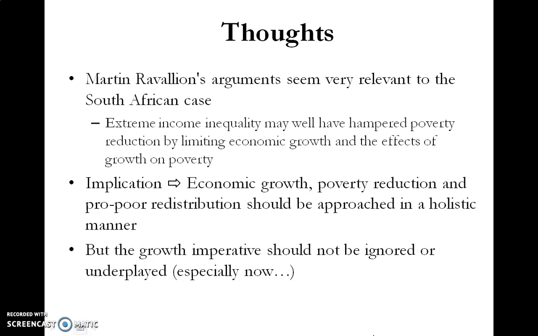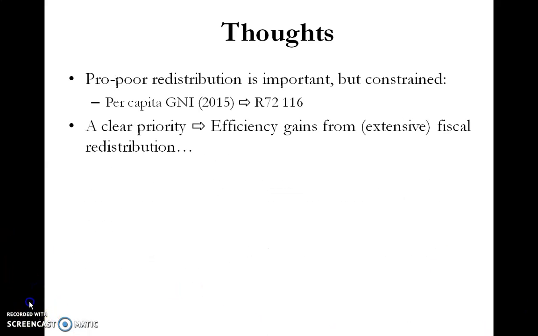The implication has been that economic growth, poverty reduction, and pro-poor redistribution should rather be approached in a comprehensive or holistic way. But of course, growth is still imperative. It cannot be ignored or underplayed, especially now. But at the same time, we acknowledge that we need more than growth. How is that growth redistributed? What are we investing in human capital, and how are underlying structural issues being addressed in South Africa?